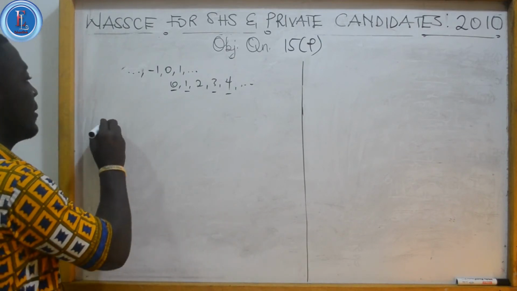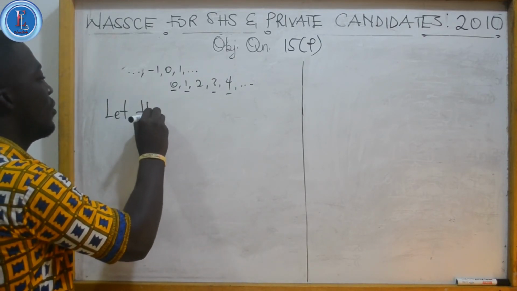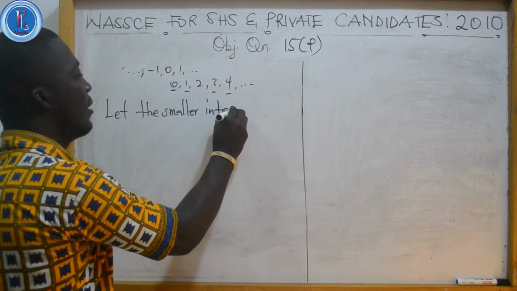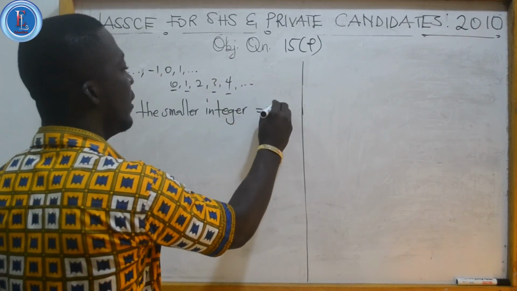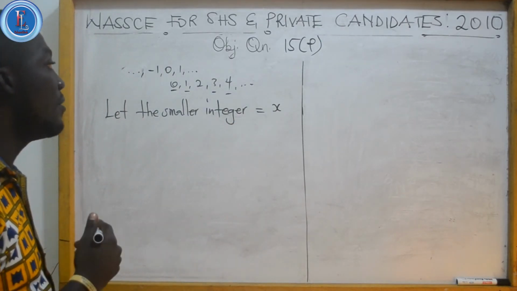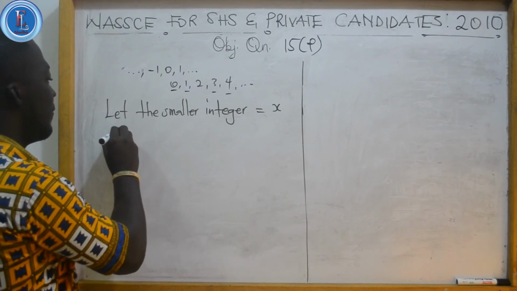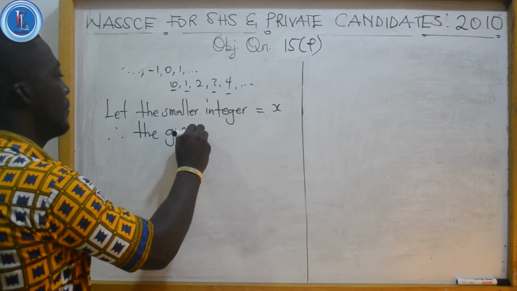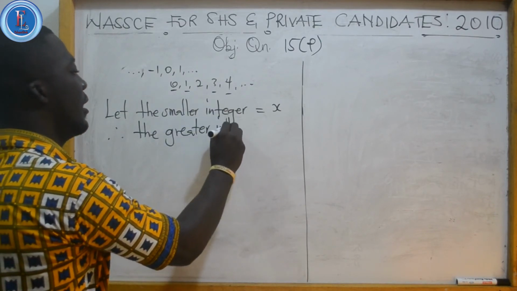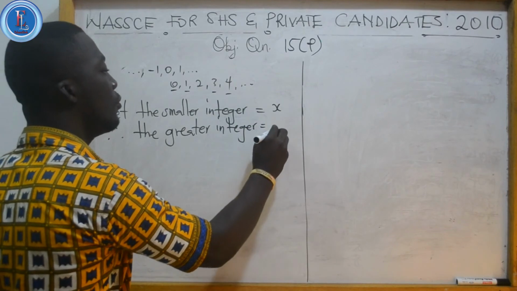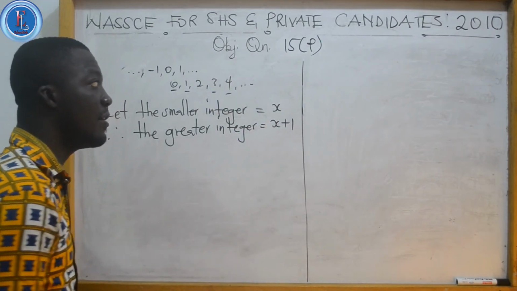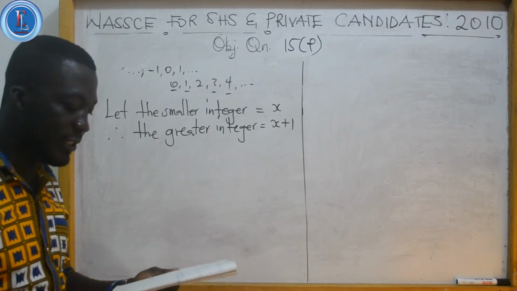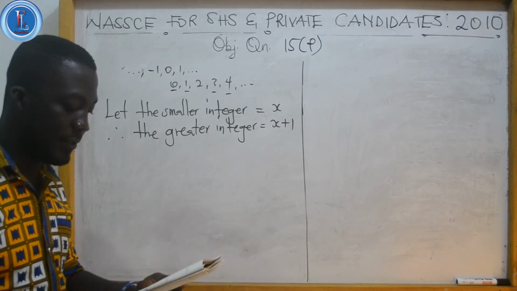So what we can do first is let the smaller integer equals to x, and since they are consecutive, therefore the greater integer is equal to x plus 1 because it has a difference of 1 as we did the illustration here. Now we know the integers. Let's continue with the statement.